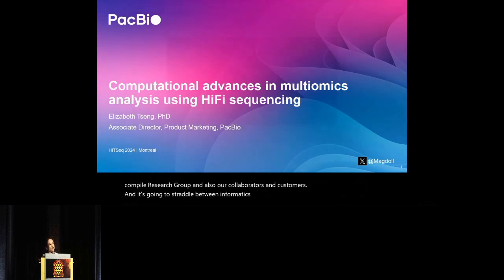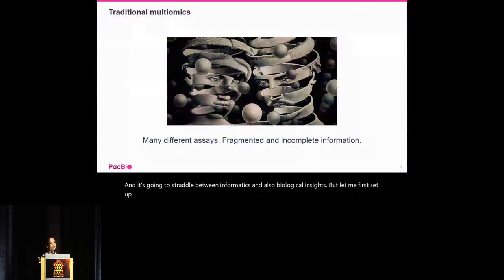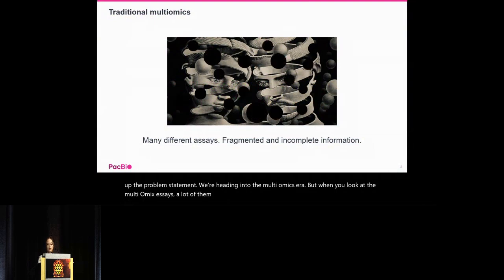But let me first set up the problem statement. We're heading into the multiomics era. But when you look at the multiomics assays, a lot of them contain fragmented and incomplete information. I'm talking about the fact that with short reads, you cannot see isoforms. With long reads, you can. With short reads, it's very difficult to resolve things like segmental duplications, tandem repeats, but with long reads, it's much easier.